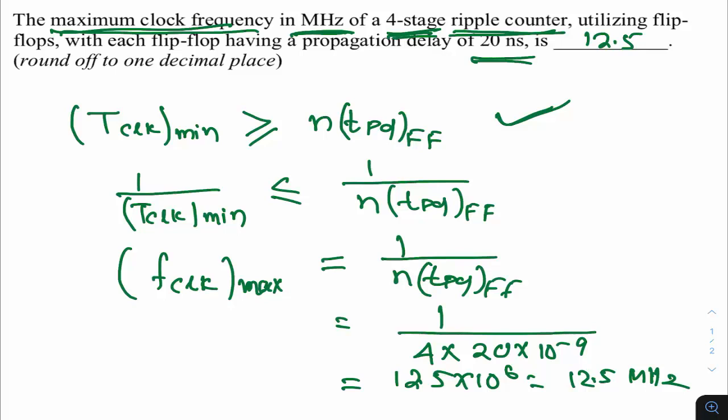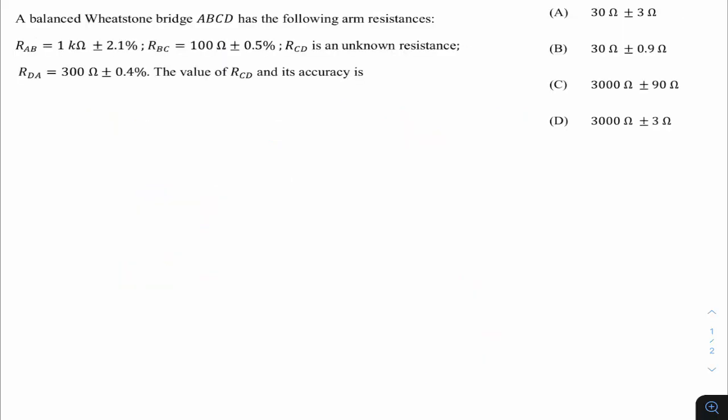The answer is 12.5. This question is asked in GATE 2022 of electrical. This is from the measurement subject and related to error analysis and bridge concepts. The question is: a balanced Wheatstone bridge ABCD has the following arm resistances: RAB, RBC, RDA are given. RCD is the unknown resistance. The value of RCD and its accuracy is dash. Okay, so let's first draw the corresponding bridge and then we can have the discussion.